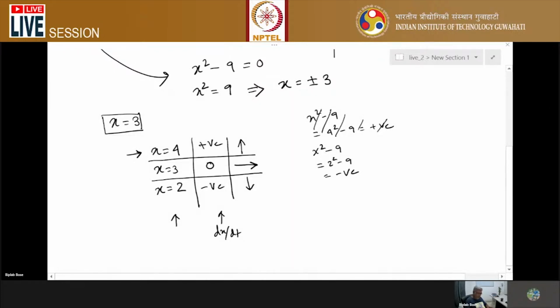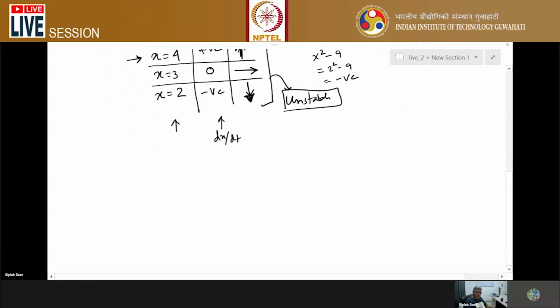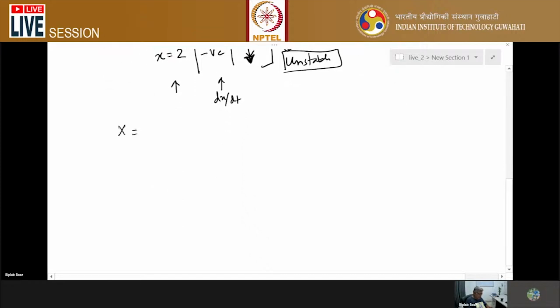So what is happening in this case? I have one arrow on the top that is going away from the steady state, and this one is going down. None of these two arrows is converging to the steady state x equal to 3. So that means this is unstable. Right? So now let us move to the other steady state, x equal to minus 3.